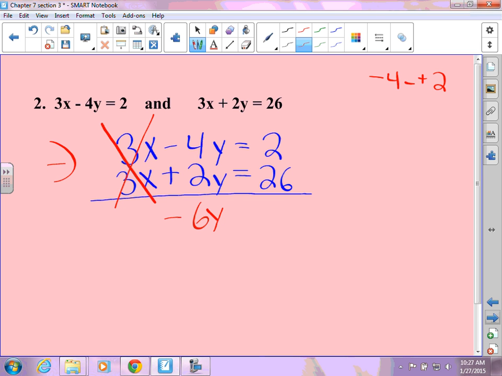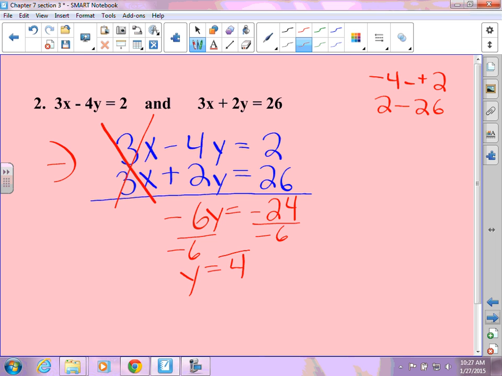And then I'm going to divide by negative 6. So y gives me 4. Am I done? No, what do I need to do? Yep, I need to grab another equation and I need to plug it in. So 3x minus 4y equals 2.